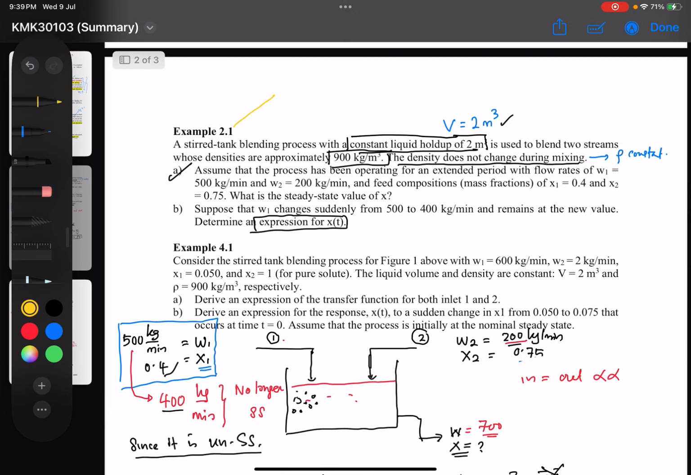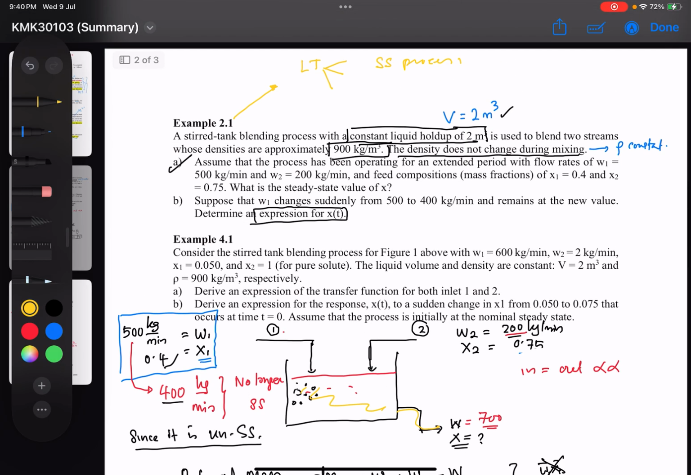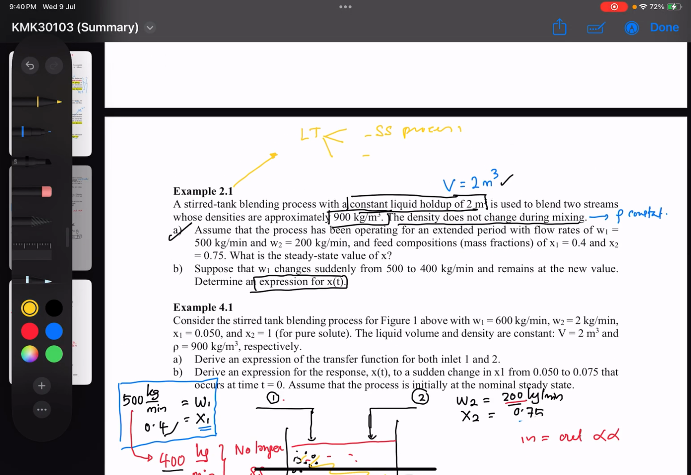So example 2.1 is quite useful for us, so that we can have some general idea why the Laplace transform is important. We should also be able to differentiate the steady state process, meaning that whatever is coming into the blending process should be equal to whatever comes out. But as I said in my summary before, in real life for industrial processes, it is almost impossible to have a steady state process throughout the operation. Sometimes, due to disturbances and so on, we get an unsteady state process.